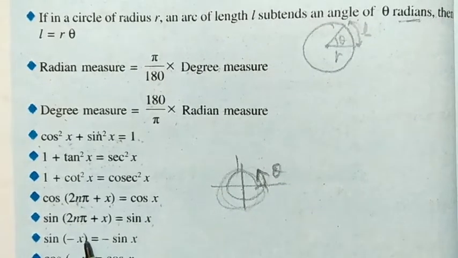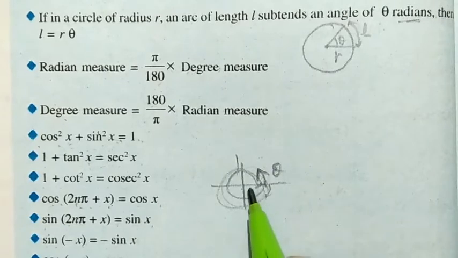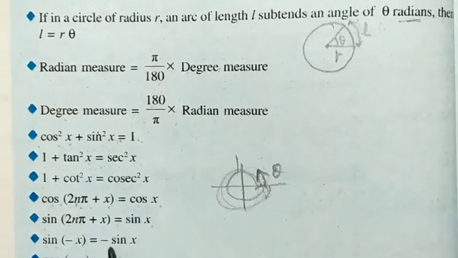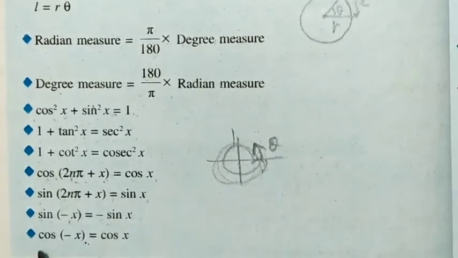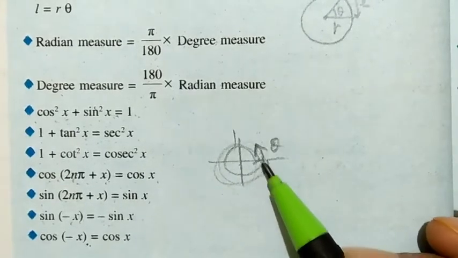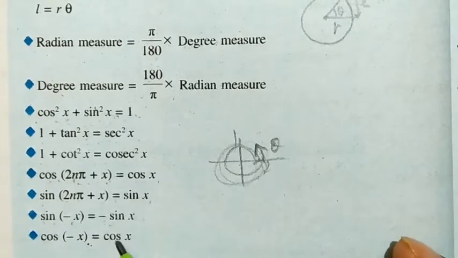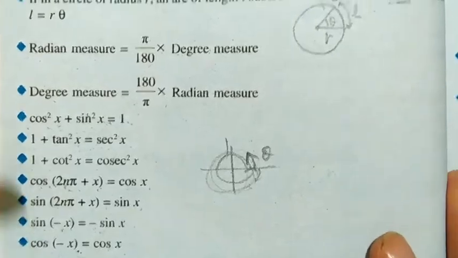Sin of minus x, minus x means minus theta. So this is downward, which means the fourth quadrant. In the fourth quadrant, sin is negative. So sin of minus x is equal to minus sin x. The name does not change, and sin gets the minus sign. Now cos of minus x is equal to cos x, because in the fourth quadrant cos x is positive. So cos of minus x is equal to cos of x.